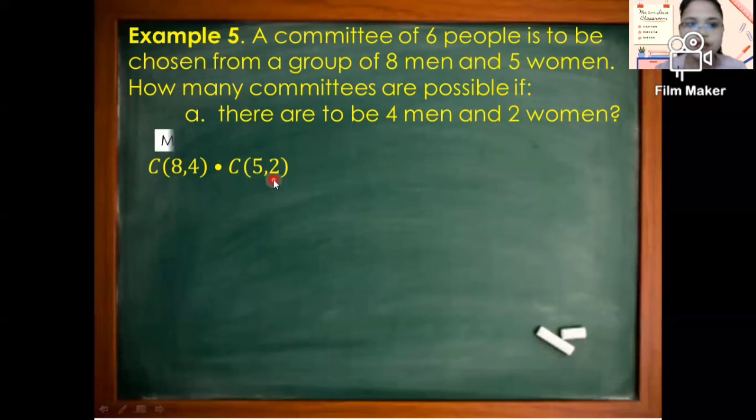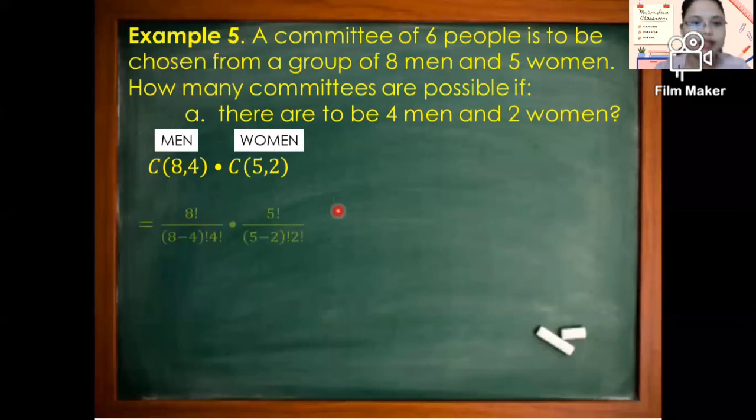So, therefore, the first combination is men. The second combination is for women. Okay po. Kung mapapansin po ninyo, 4 plus 2 is 6. At yun yung kailangan nating makuha. At nasunod natin yung condition nila na dapat 4 na lalaki at 2 babae. Okay? So simply get the combination of men and the combination of women, then multiply.